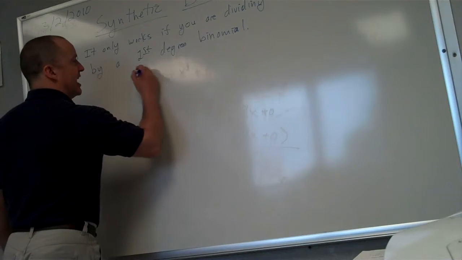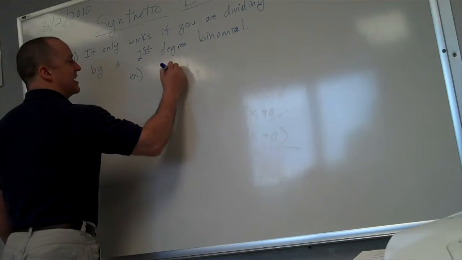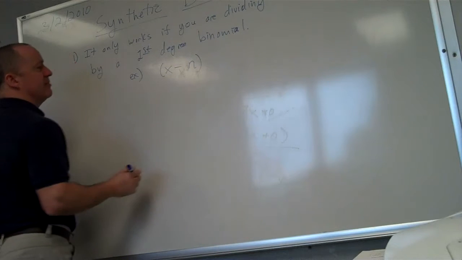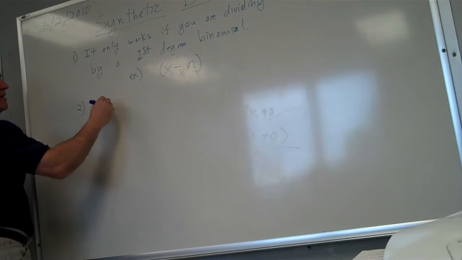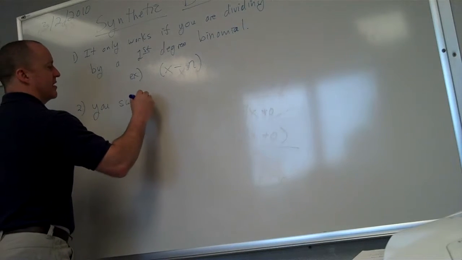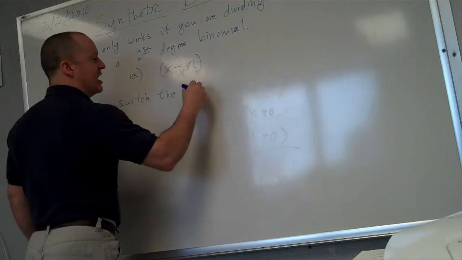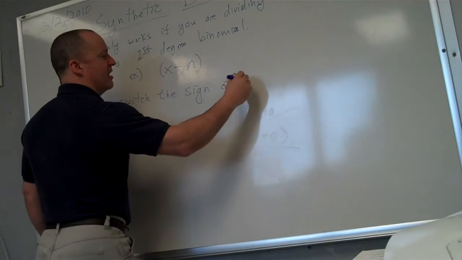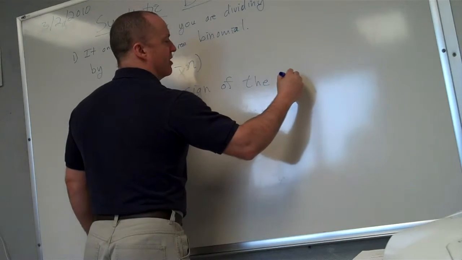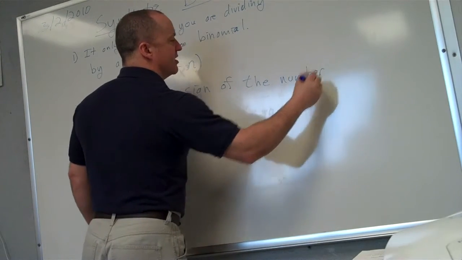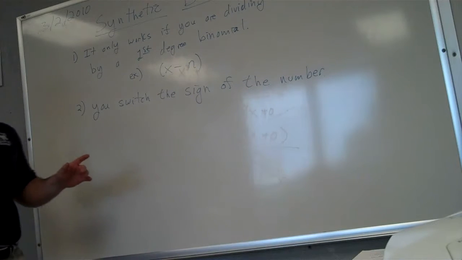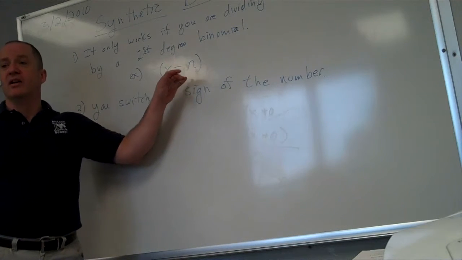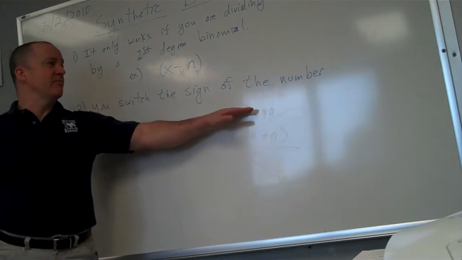Okay? I'm going to say, for example, x minus n, where n is some number. 2, you switch the sign of the number. You switch the sign of the number. These are the 2 rules for synthetic division. 1, it only works if you are dividing by a first degree binomial, x minus something. 2, you switch the sign of the number.